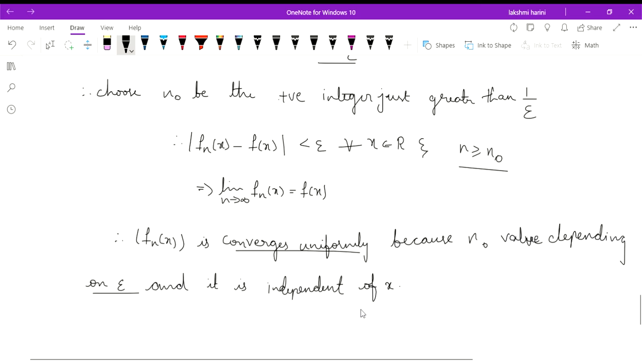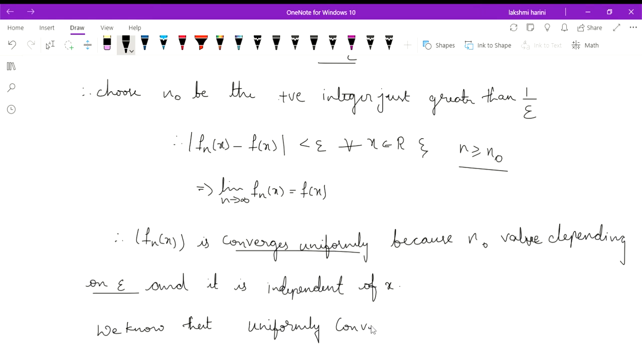We know that if it is uniformly convergent, it implies it is pointwise convergence.